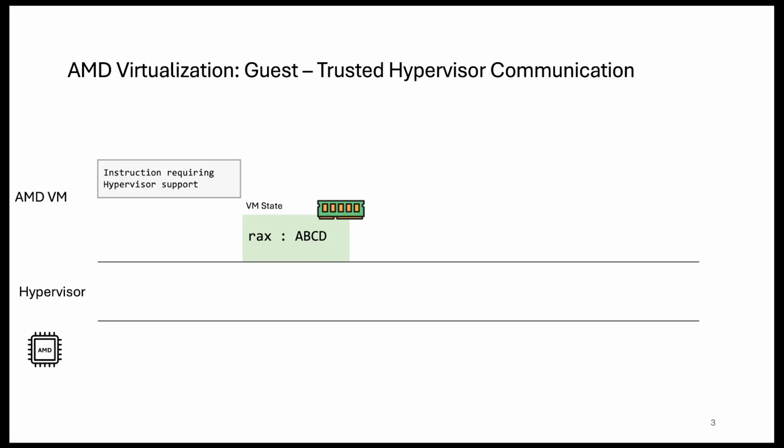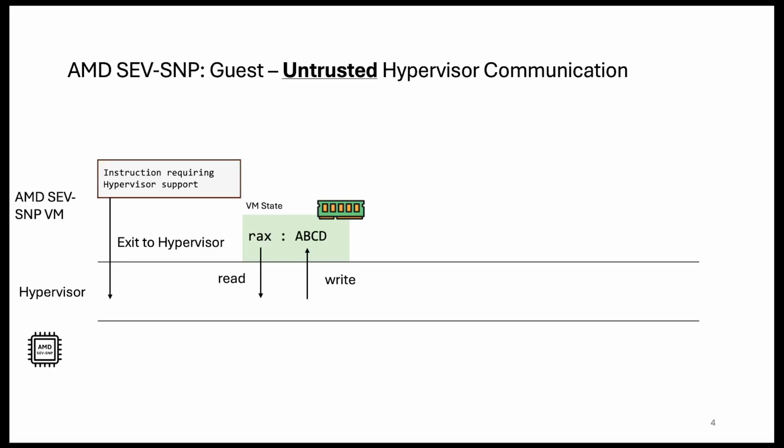So let's begin by looking at how an AMD VM communicates with the hypervisor if it needs help executing some instruction. In our example here, the VM first sets up some state in the RAX register that the hypervisor will need to process the request. Then it executes the instruction. When the VM executes such an instruction, the hardware generates an exit to the hypervisor. The hypervisor directly accesses the VM state and reads the RAX value. Now the hypervisor can perform its operations to fulfill the VM's request and then write back the results to the VM. In this case, it writes back the value of RAX again and then resumes VM execution.